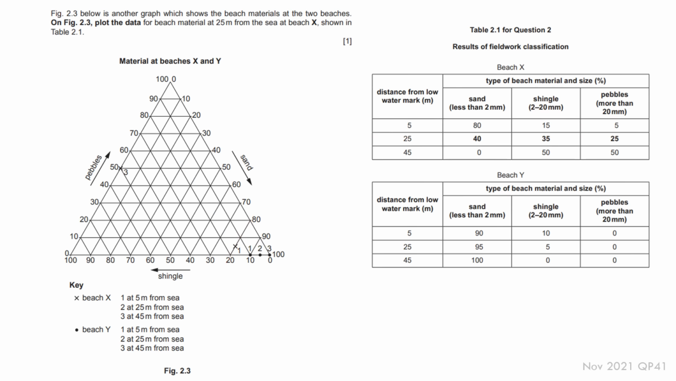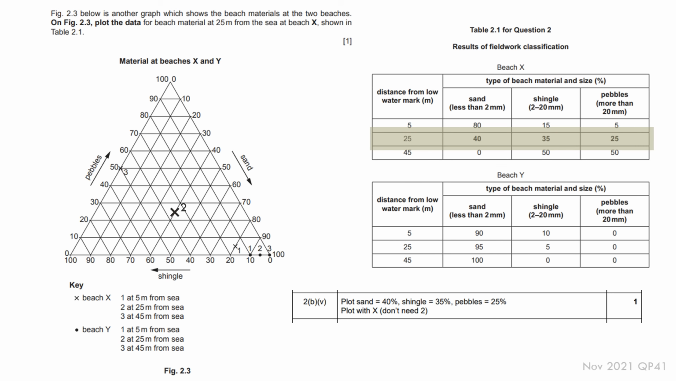So if I'm going to plot the answer for 25, I need to go 40, going down, 35, and then 25. And where they meet in the middle, I'm going to put my X and I'm going to put a 2 because that's what they tell me to do. And you can see here, yep, for 1 mark. So this is quite annoying for 1 mark, but it's something you need to practice.